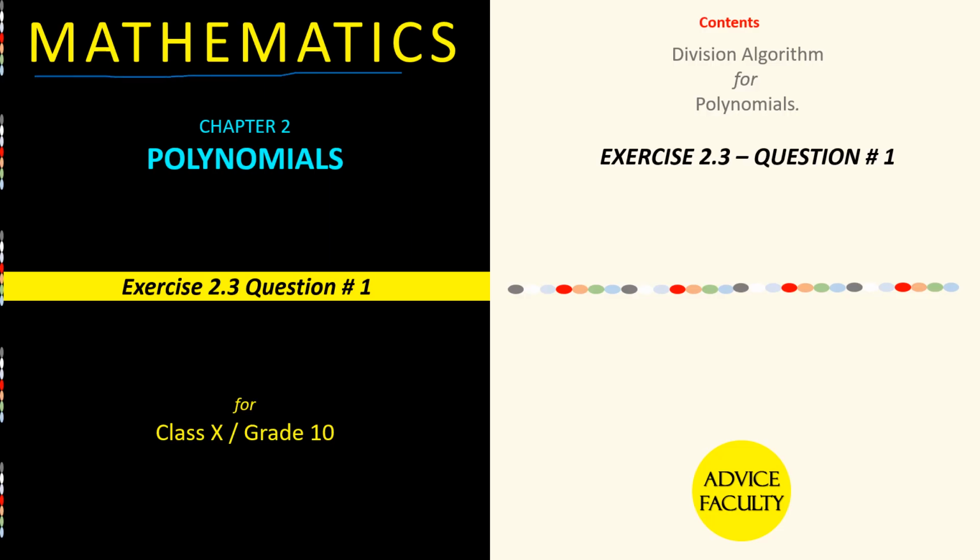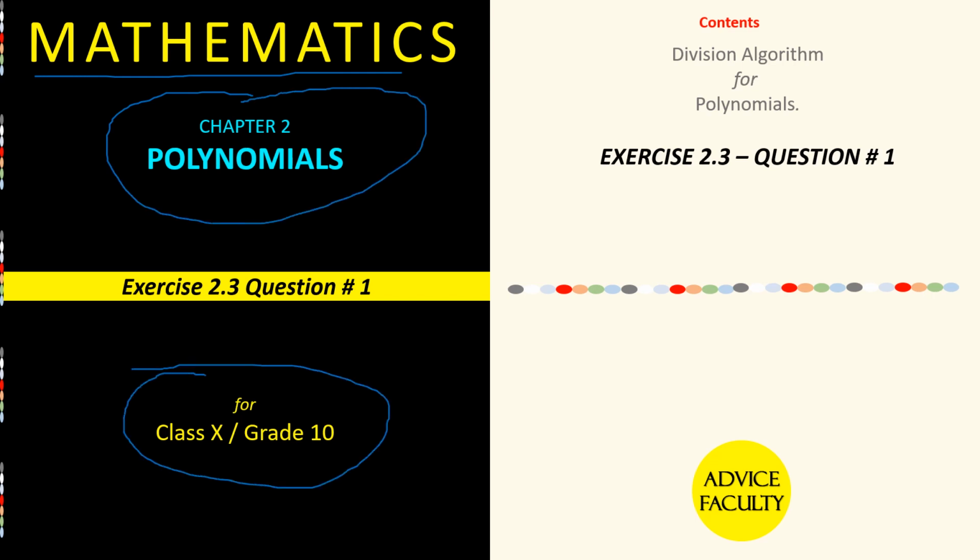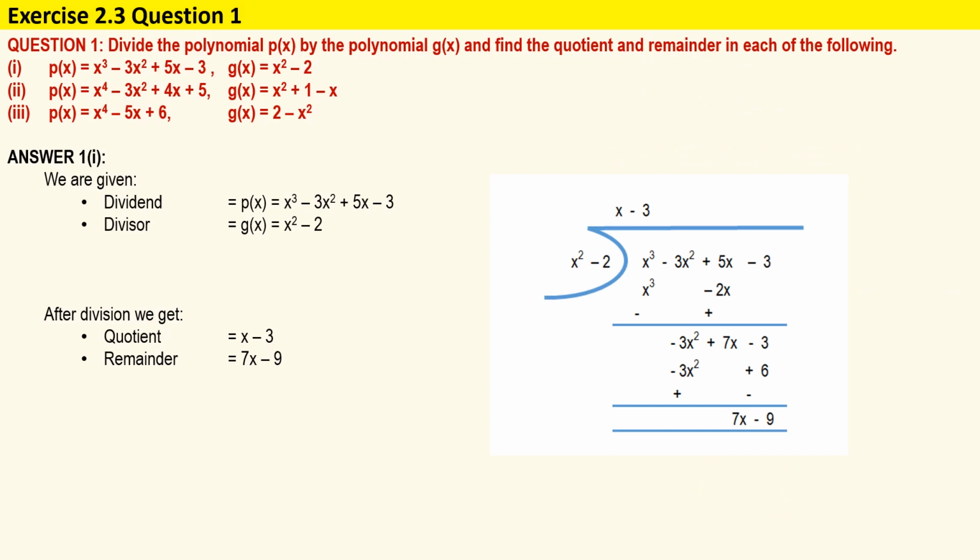Hi, welcome to this session on Mathematics, Chapter 2 Polynomials. For class 10 or grade 10, we are doing division algorithm for polynomials, and in this session we are covering exercise 2.3, question number 1. Question number 1 states, divide the polynomial p(x) by the polynomial g(x) and find the quotient and remainder in each of the following cases.